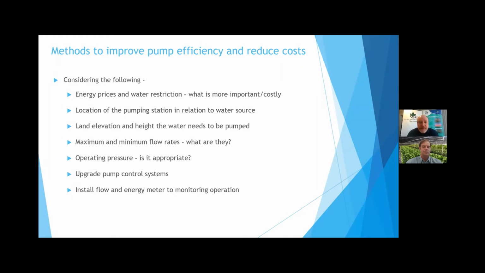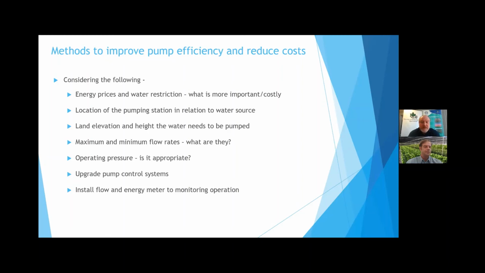There's no sense in having your pumping station at the top of a hill and your dam at the bottom of the hill and you're trying to pump water uphill before you then irrigate. That's just going to cost you more. Do you actually know what the optimum flow rate and operating pressure is for your system? If you don't, have a look, check it out, ask your specialist.